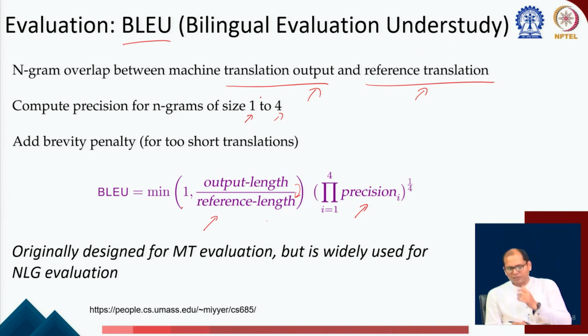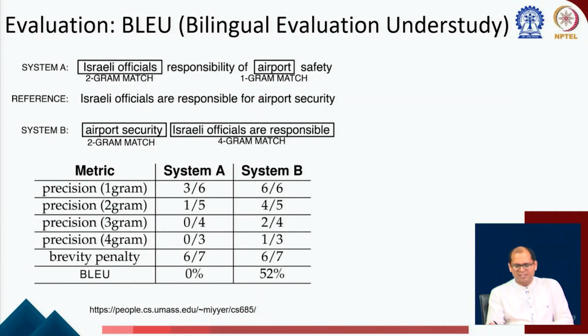Just to take an example, let us say this is my reference summary: Israeli officials are responsible for airport security. You have two summaries given by two different systems, and these are the matches that are proposed. So, how would you compute the BLEU score? I will have system A, system B. I will first compute the precision for 1 gram to 4 gram. Say for 1 gram, the precision is 1, 2, 3 out of 6, and for system B, all 6 are matching. So, 6 out of 6.